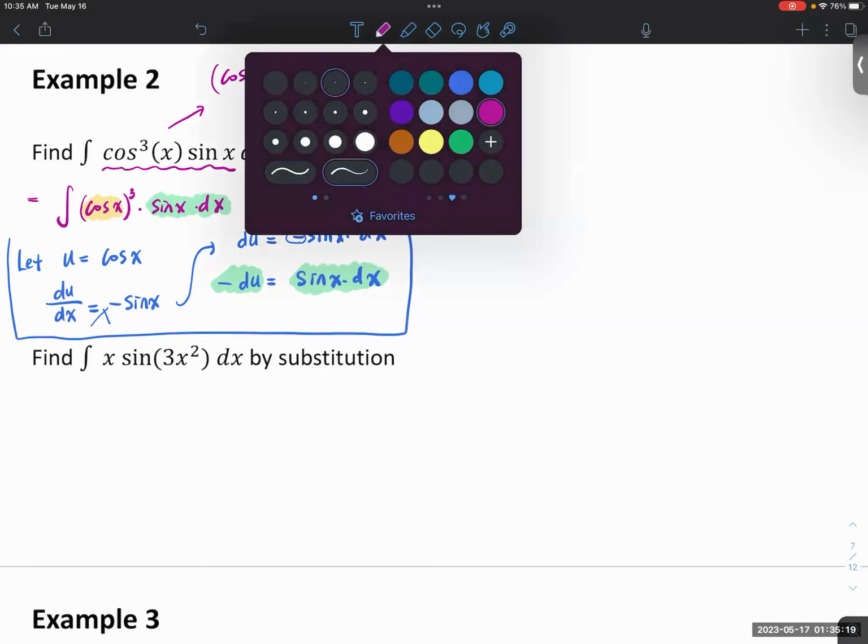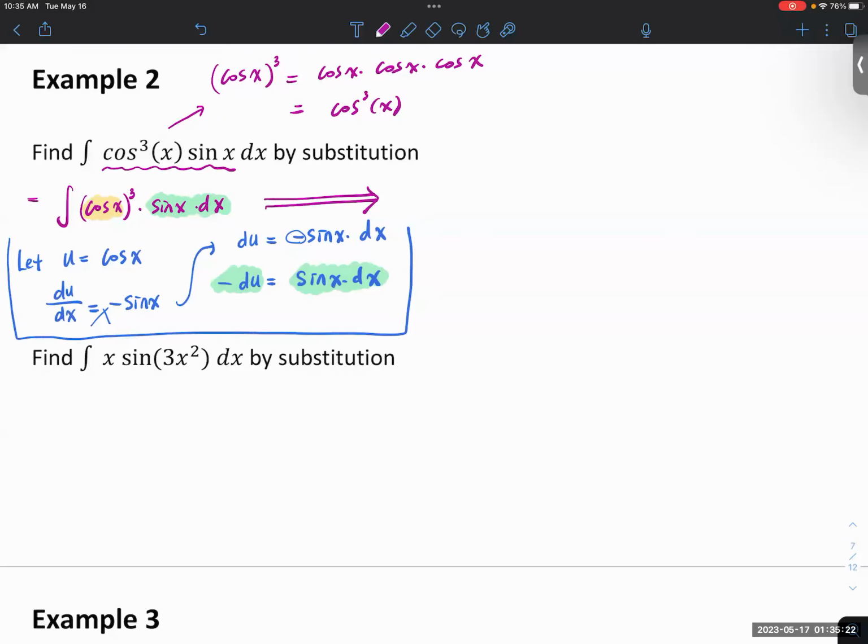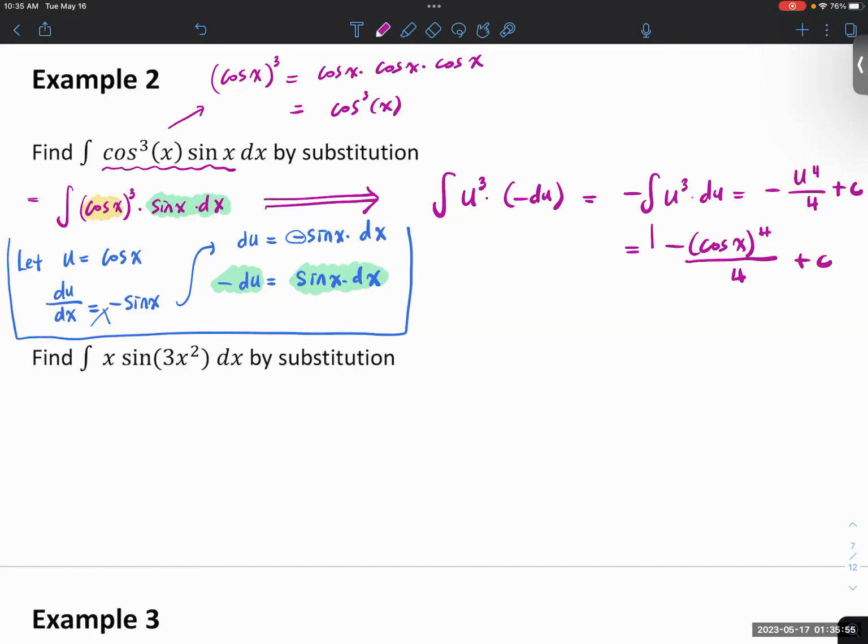Now we're going to solve the rest of the question. Integral of u to the third, and we found sine x dx is negative du. I can bring the negative to the front, so you're integrating u to the third du, which is negative u to the 4 divided by 4 plus c. That's it. You can go back to the x variable: negative cosine x to the 4 over 4 plus c. That's your answer. Better and better.